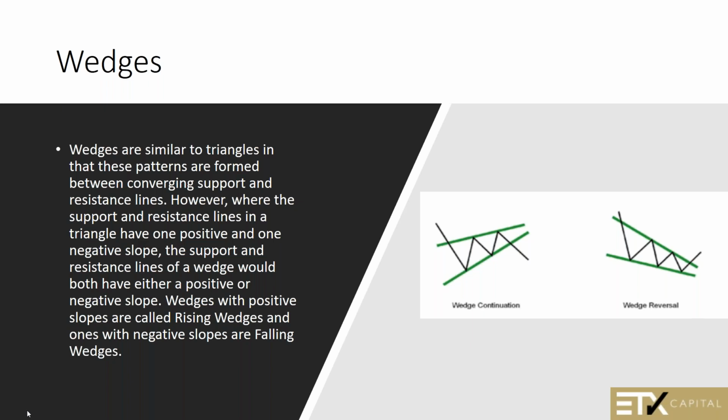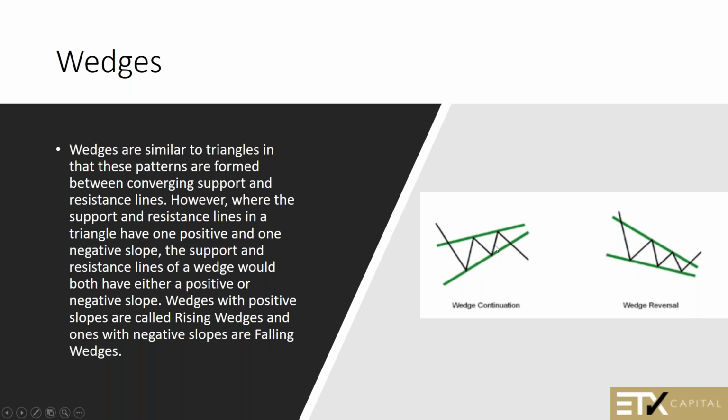You know, whether you have a wedge continuation or a wedge reversal, what happens? In a wedge continuation, prices are moving up and the wedge breaks lower. In a wedge reversal, prices are moving down and the wedge breaks up.